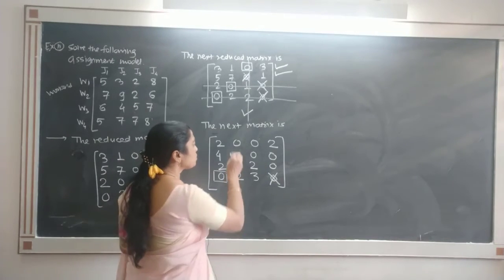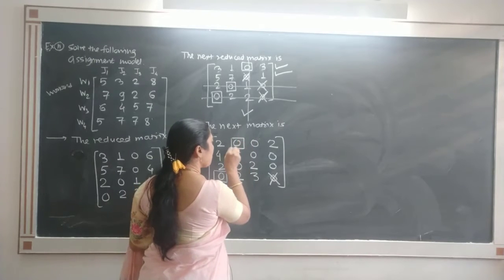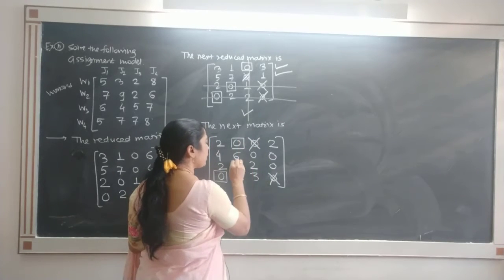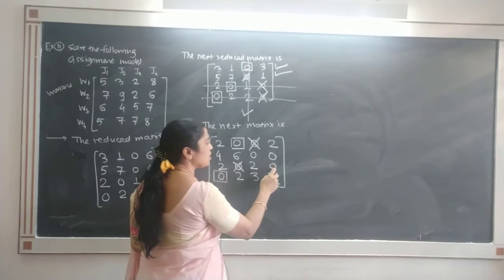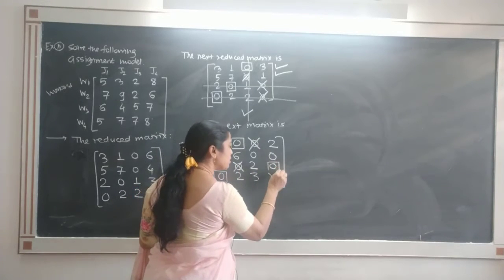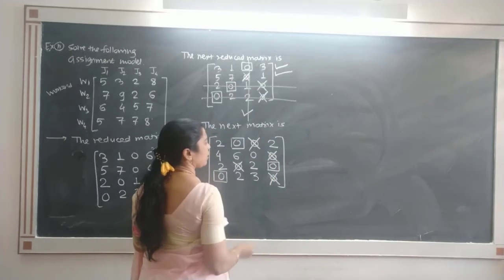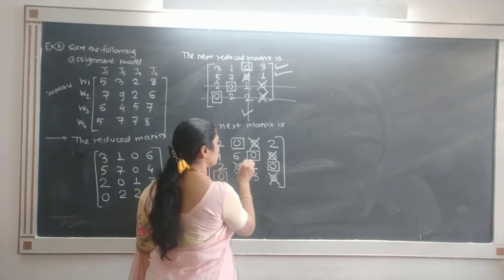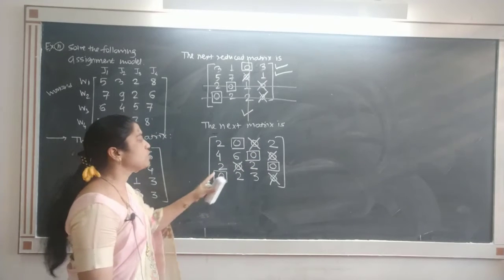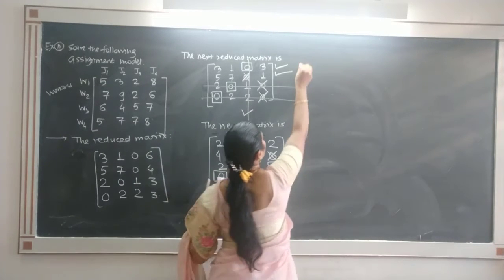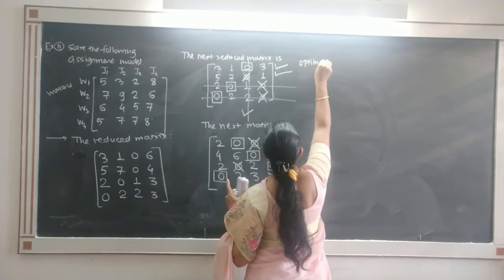So suppose I box this one, then cross the remaining. Now this row contains a single 0, so box this single 0, cross the remaining and then box the single 0. So the number of assigned zeros is 4. So this is the optimal assignment. And what is the optimal assignment in this example?